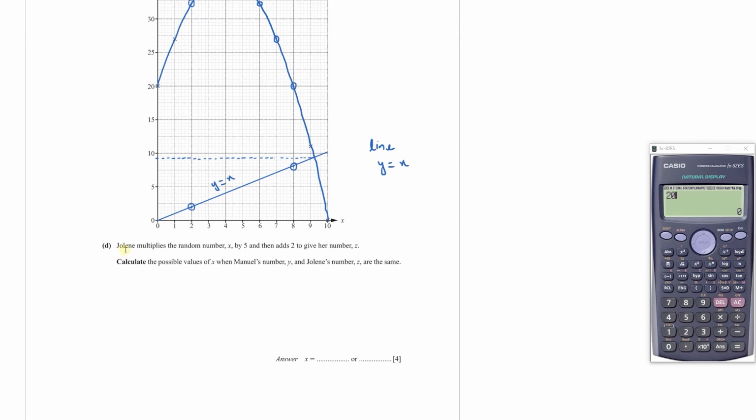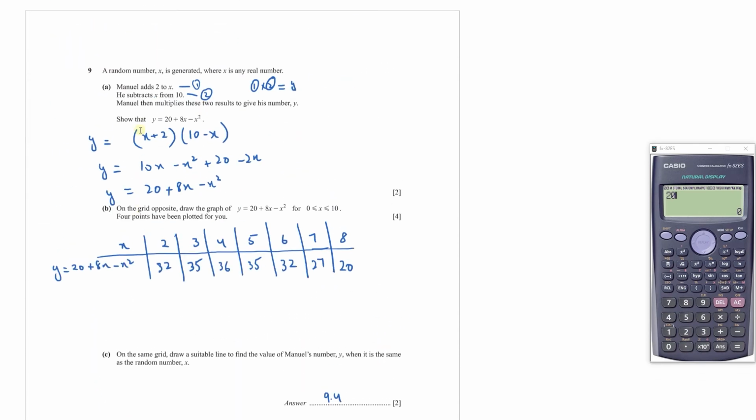The next part is Jolene multiplies the random number x by 5 and then adds 2 to give her number z. So z is what? First, the number x is multiplied by 5, so you get 5x, and then you add 2 to it to get z. So this is your number z. Calculate the possible values of x when Manuel's number y and Jolene's number z are the same. So you have z here and y you have already seen in the previous part.